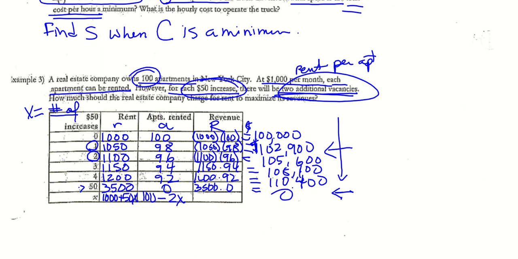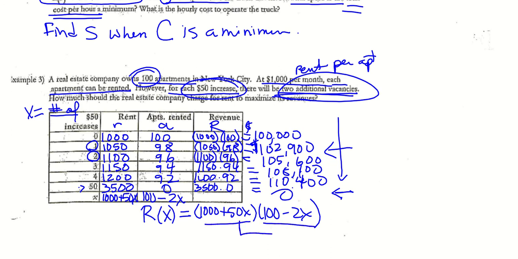And my revenue then is going to be my rent, 1,000 plus 50x, times 100 minus 2x. And that would be an equation for my revenue in terms of x. Right? And you can see that if I were to multiply these two together, multiplying the 50x and the negative 2x together would give me negative 100x squared. And I'm going to have a quadratic function.